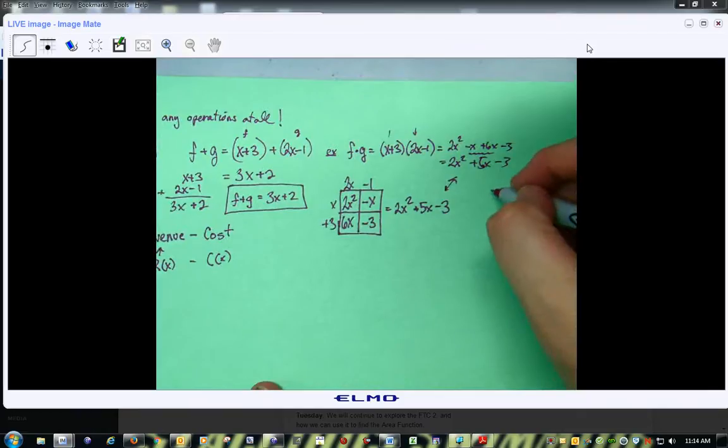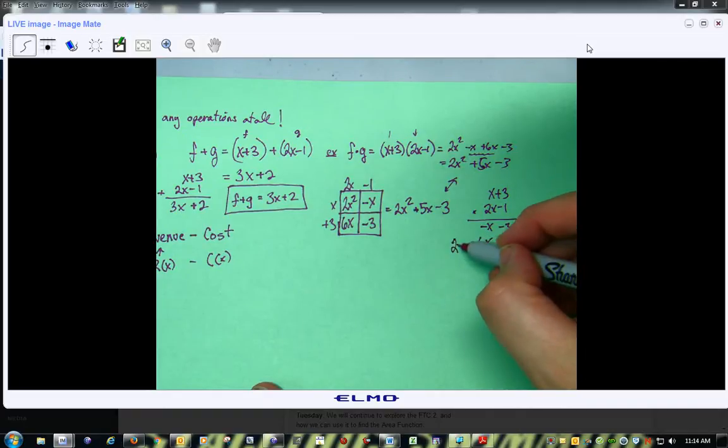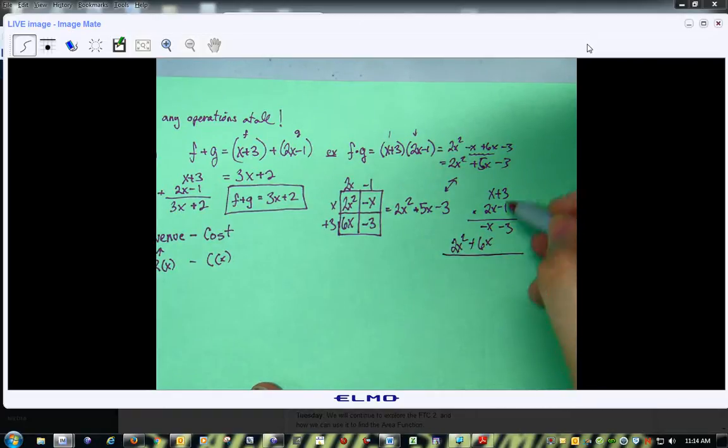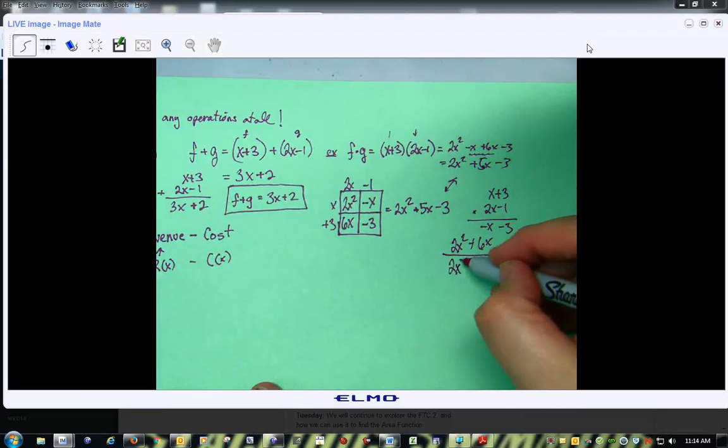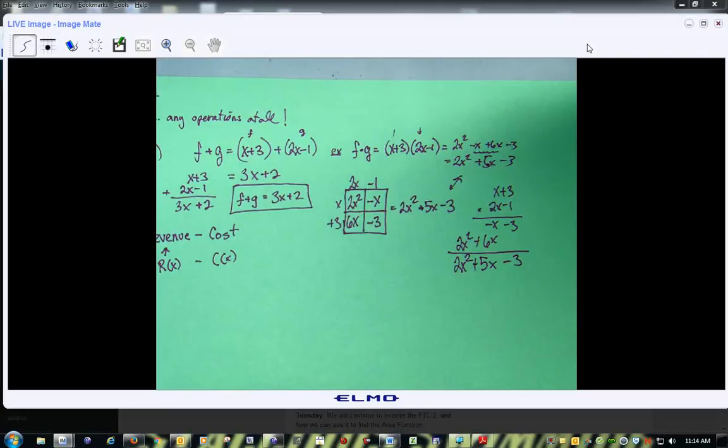x plus 3 times 2x minus 1. Negative 1 times 3 is a negative 3. That's a negative x. 2x times 3, that's a 6x. And that's a 2x squared. Negative 3, 5x, and 2x squared. So however you like to multiply stuff together, go right ahead and do that. That's fine.